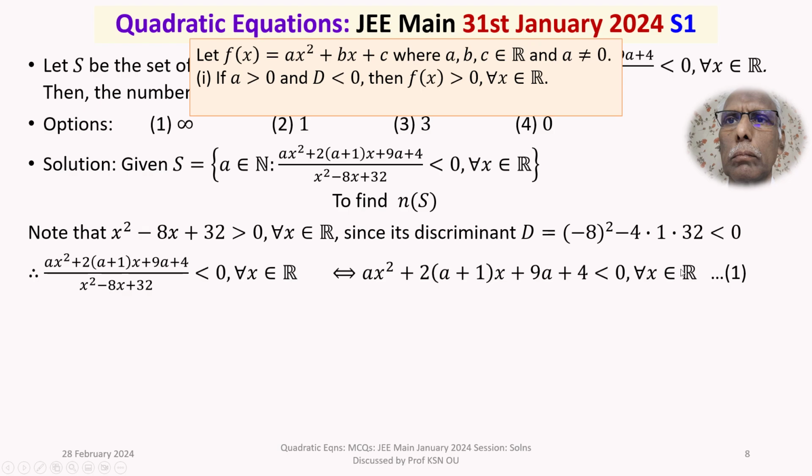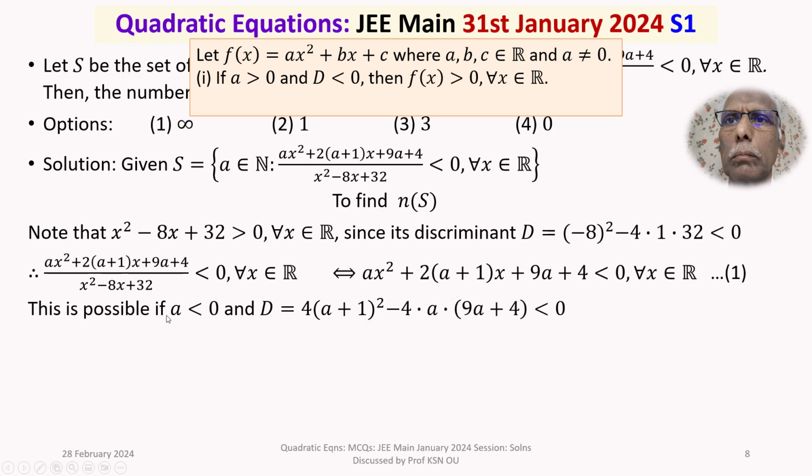When will this be negative for all x belongs to R? Yes, this is possible if the leading coefficient, that is the coefficient of x square, a, is negative and the discriminant is negative. If both these things are true, then this expression will be less than 0 for all x belongs to R. Let's look at the result.